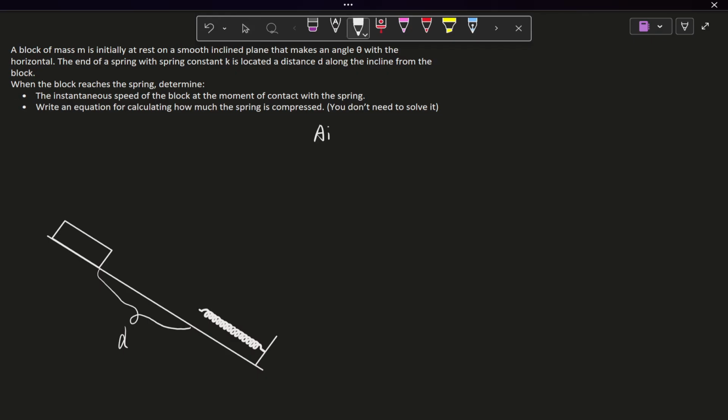So over here, you have to have the mindset of energy transformation. Originally when the block is over here, it only has gravitational energy, right? And when it reaches the moment when it contacts the spring, all of the gravitational energy is transformed to kinetic energy. So we can write that initially it has the gravitational energy mgh, which is equal to 1/2 mv squared. And how do we get h?